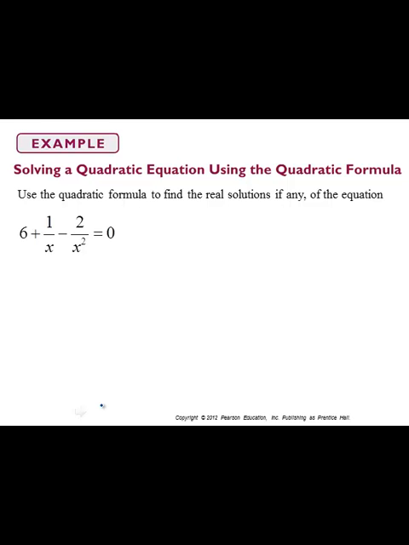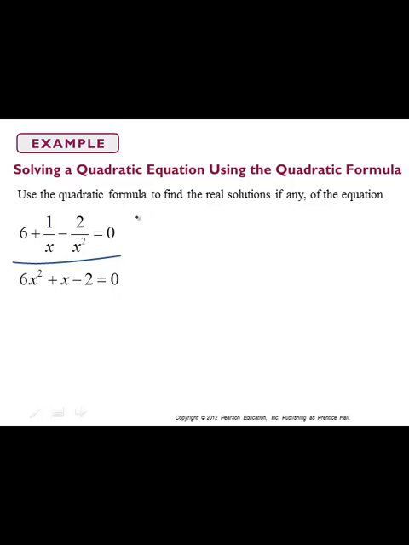Here's yet another example. This does not look like a quadratic equation. But if you were to multiply both sides of the equation by x squared, then you'll have 6x squared plus x minus 2 equals 0.